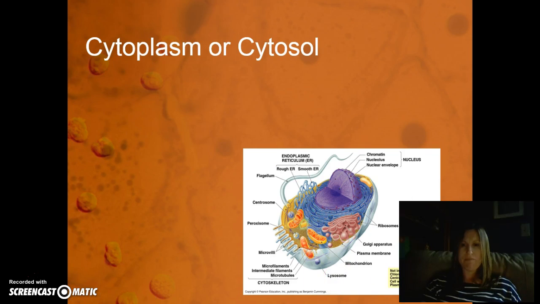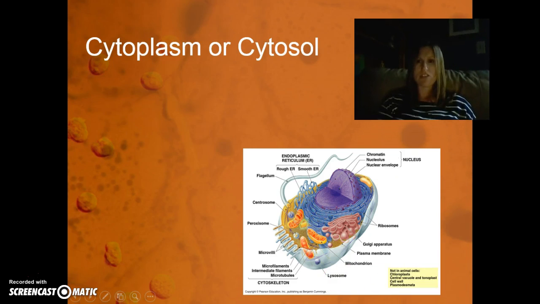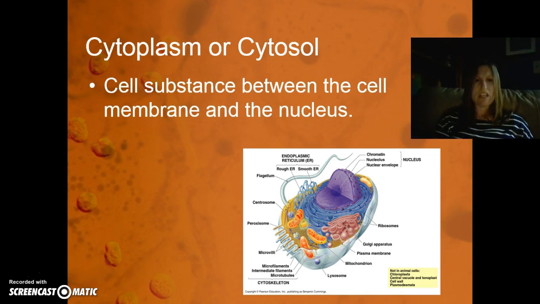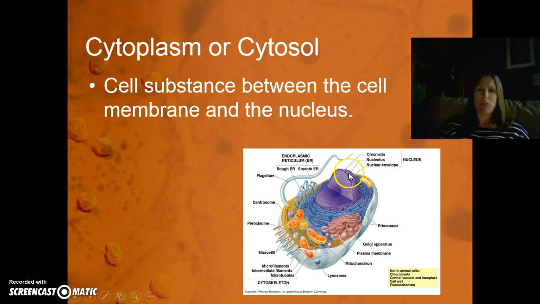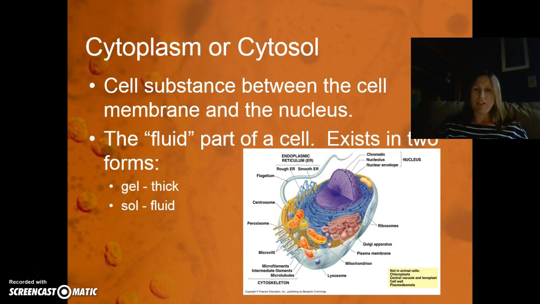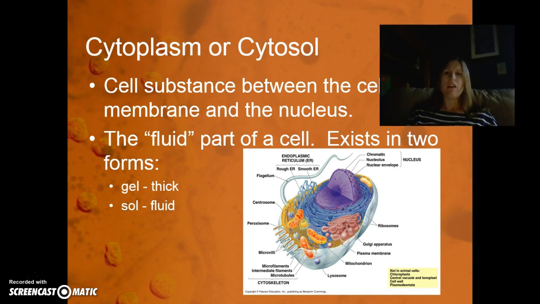The cytoplasm, or you might hear the term cytosol, is the cell substance between the cell membrane and the nucleus. This is the fluid part of the cell. It exists in two forms. At some spots it's a gel, very, very thick, and in other parts we see it more as a sol, which is a fluid.